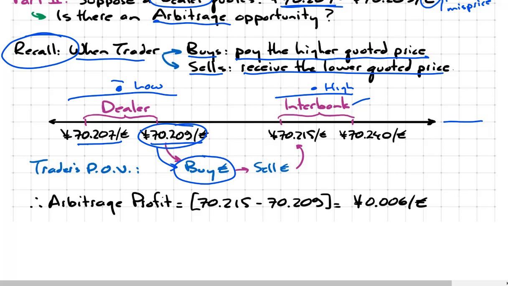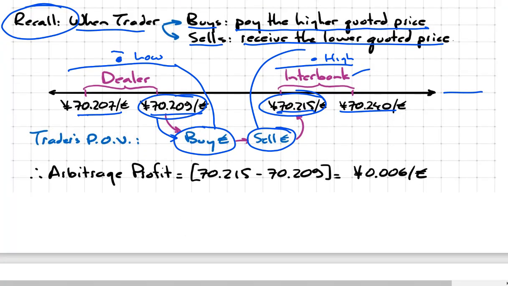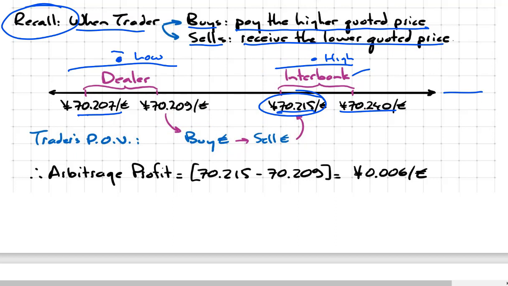But then when you go in the interbank market and you want to sell it, remember, buy low. So you're buying in the low market and you want to sell in the high market. But when you go to the interbank market and you want to sell, you're gonna see two prices quoted, this and this. But because you're selling, you will sell it at 70.215. So there it is. You bought it at 70.209. You sold it at 70.215.